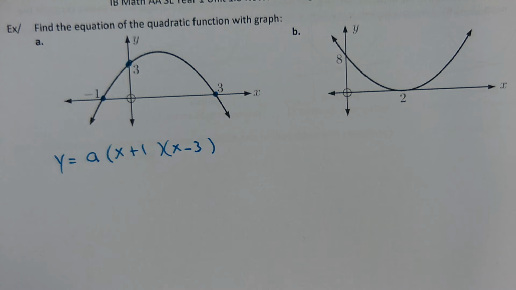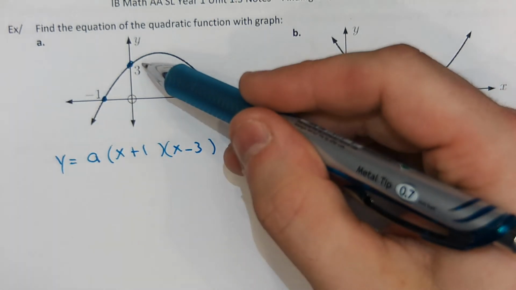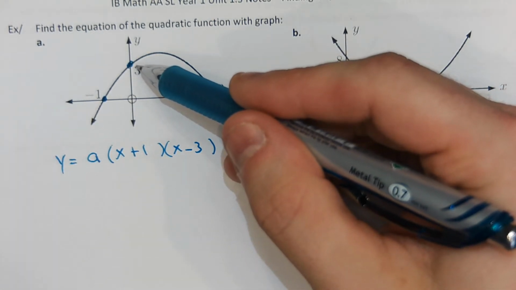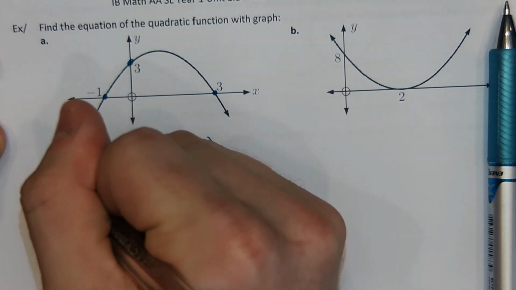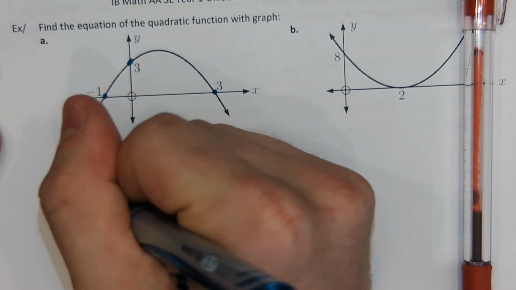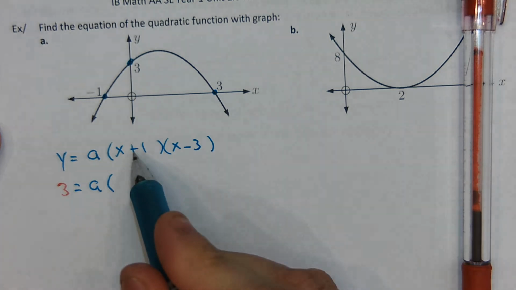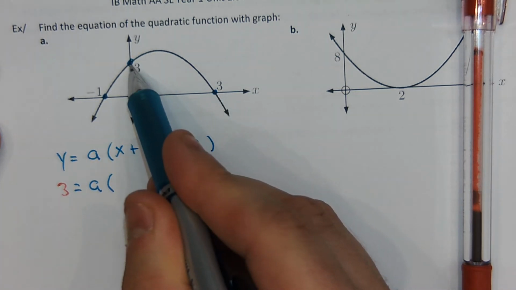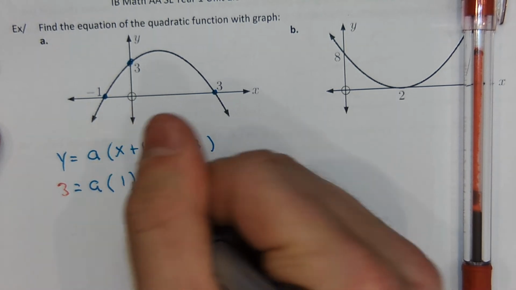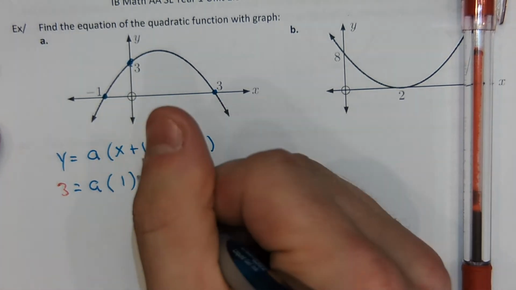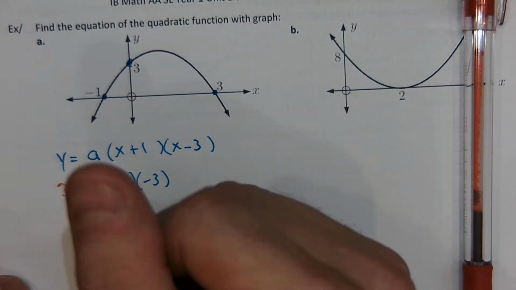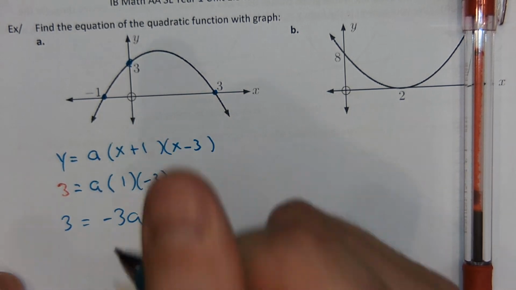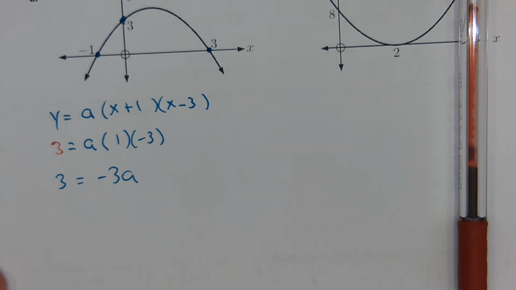All right. Now all we need to know is, what is a? And in order to figure out what a is, we use this coordinate of 0, 3, replacing all my x's with zeros and my y with a 3. 3 equals a times, all right, well, 0 plus 1, 1. 0 minus 3, -3. So what we get is that 3 equals -3a. Dividing both sides by -3 gets us a equals -1.